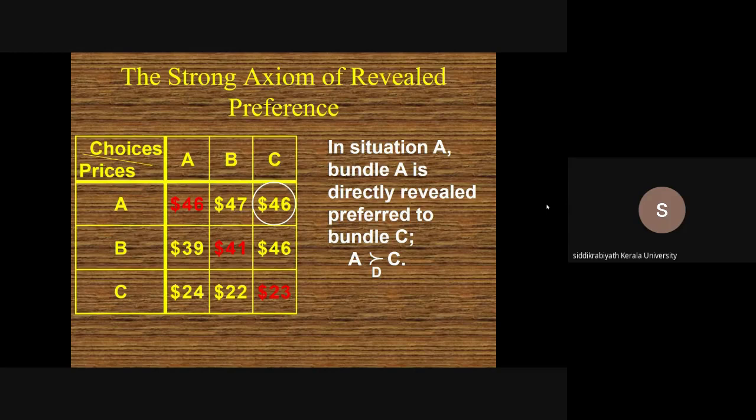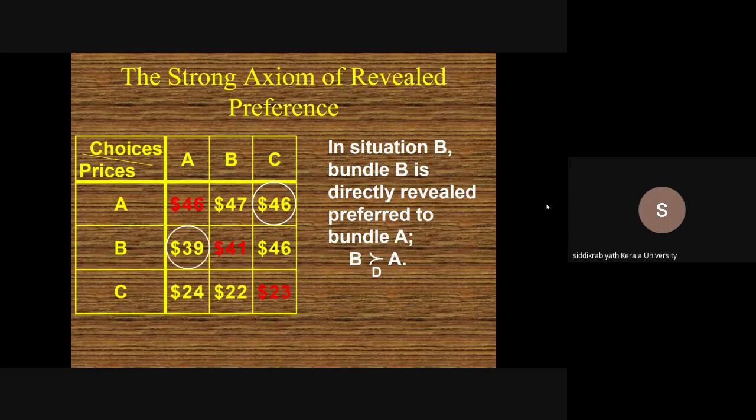In situation A, the bundle A is directly revealed preferred to bundle C. See, in this case 46 and 46 are there. So 46 is directly revealed preferred to bundle C. So bundle C is directly worse than bundle A, because bundle A is being chosen. Once you make that, even the number doesn't matter, that's it.